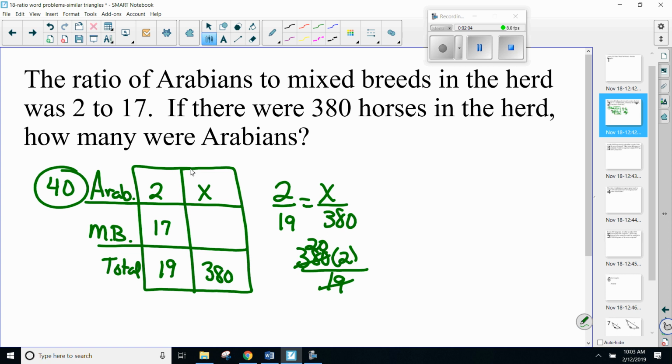Some of you might notice that instead of cross multiply and divide, you might see that this is just 20. So you multiply by 20. You're just coming up with equivalent fractions. What is 2/19 with a denominator of 380? Clear back in the day, you used to do this before they told you that you would cross multiply and divide.